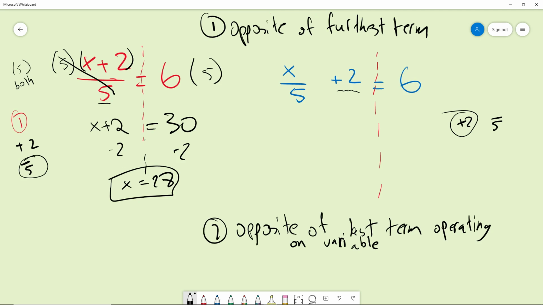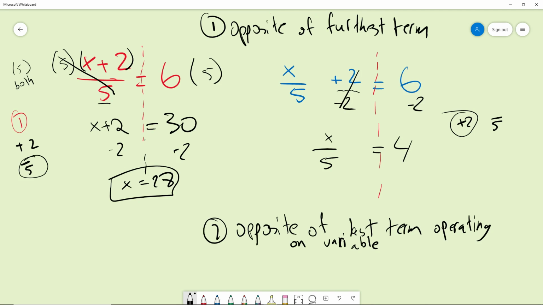Over here, so I agreed that plus 2 is my furthest term, so I'm going to do minus 2 to both sides. Those are going to cancel out. I don't need to write a 0. X is still being divided by 5, so it's still written like a fraction. But remember, it's being divided. 6 minus 2 is 4.